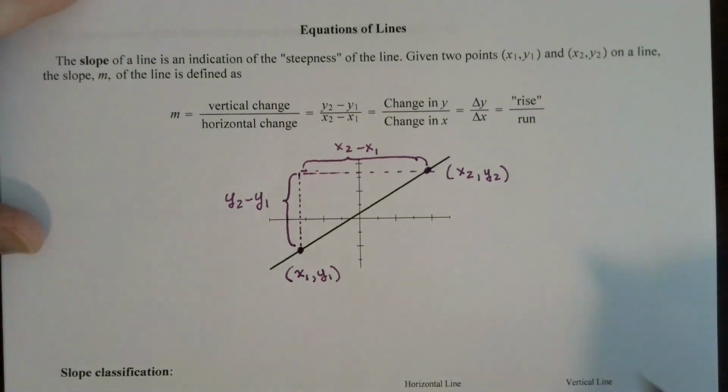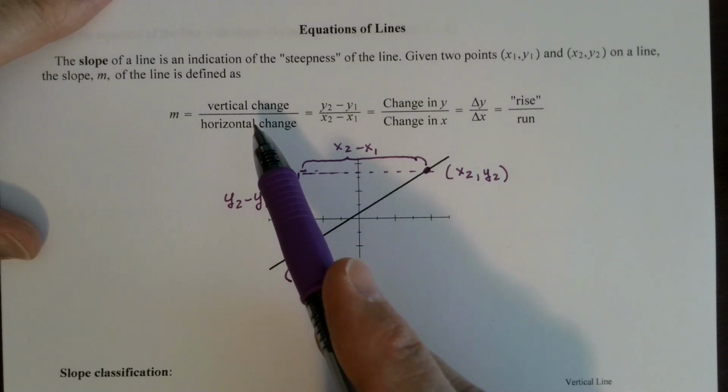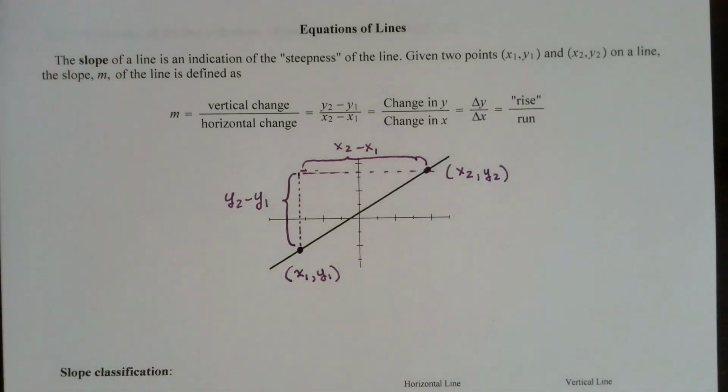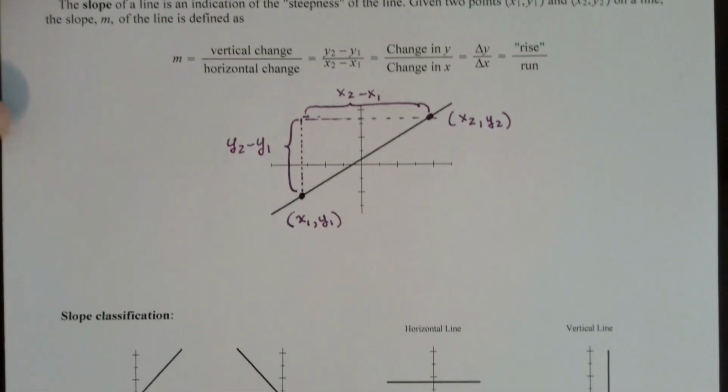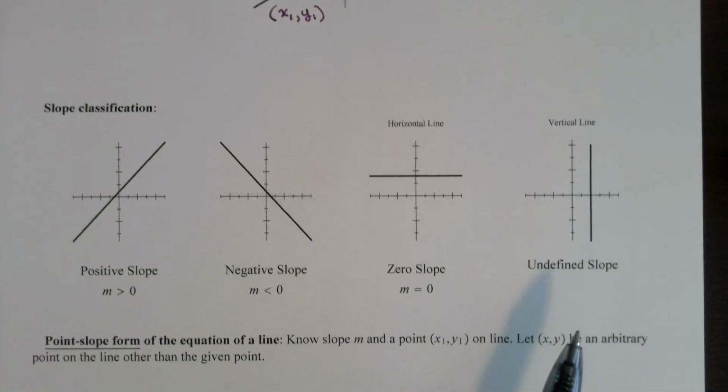I've got rise in quotes because the line could also be falling. But it's the directed vertical change over the directed horizontal change. So the slope is a measure of that magnitude. And so this should be familiar to you. With that, we can talk about classifying lines in one of 4 ways.